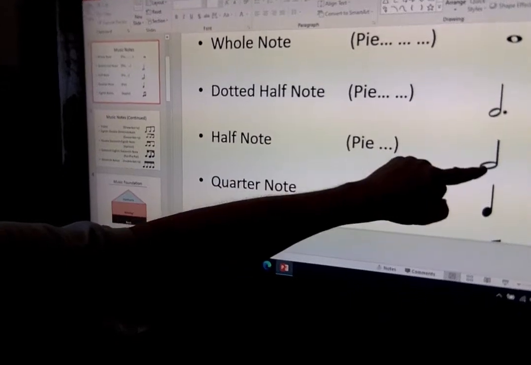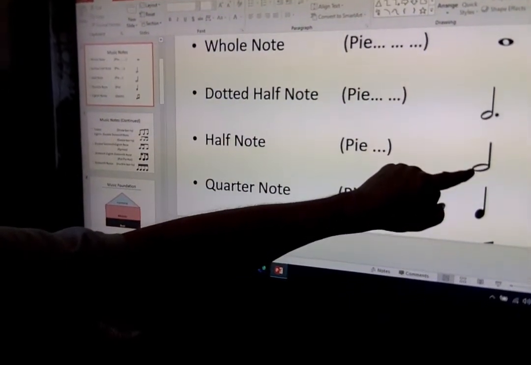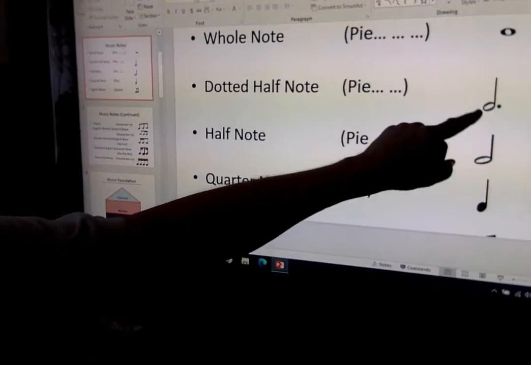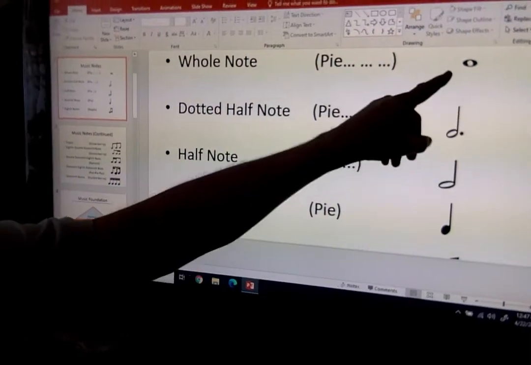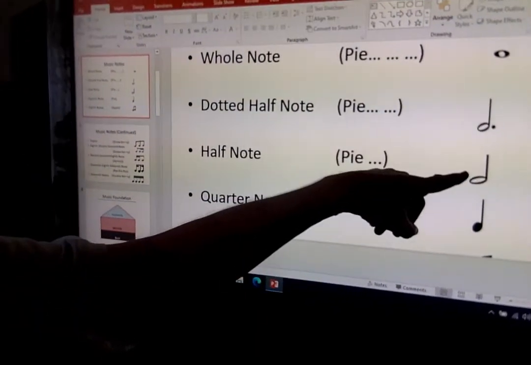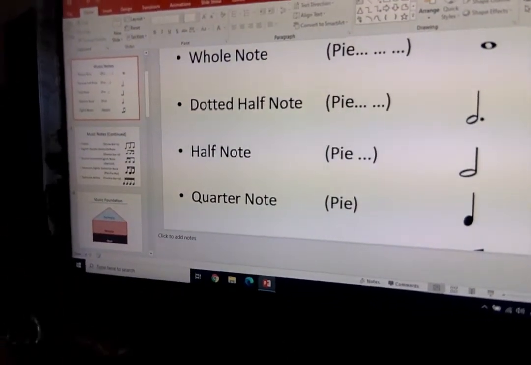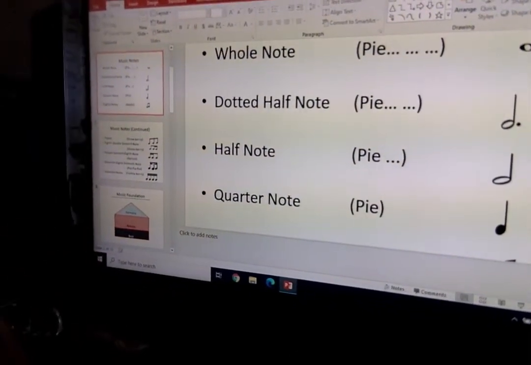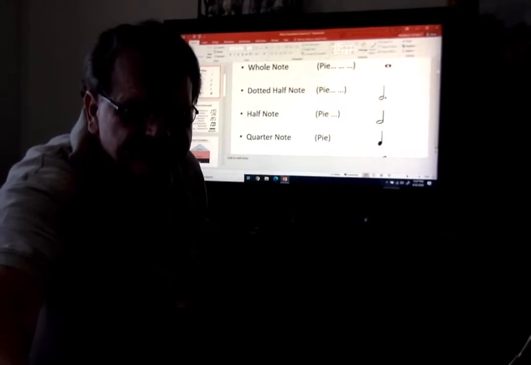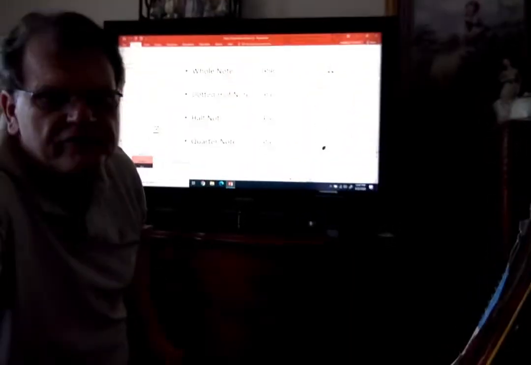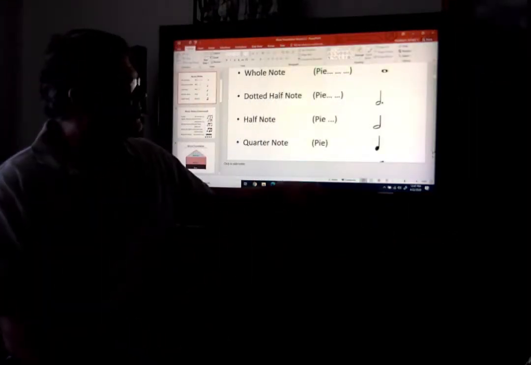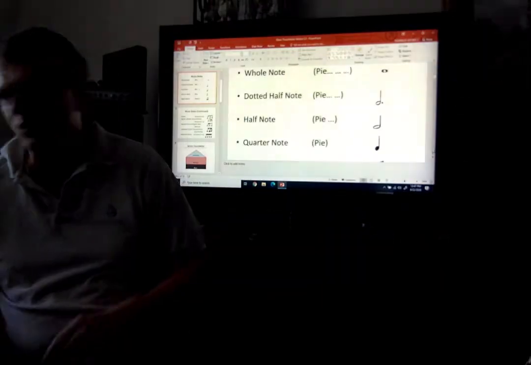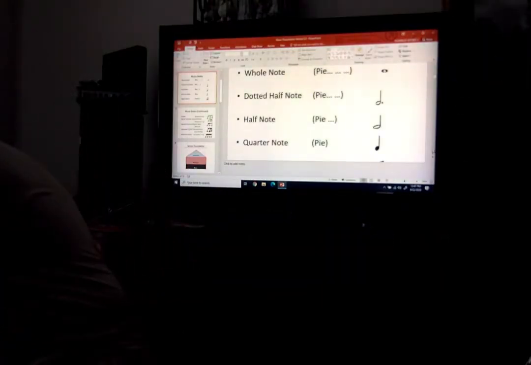This is a dotted half. It's going to get the same as that plus half of that. So if this is 2, half of that is 1, and 2 plus 1 makes 3. This is going to get 3. Pi. It's a dotted half note. And then here's a whole note. It's going to get double the half note. So if the half note gets 2, this gets 4. Pi, like that. Now I'm going to set this down. So all those patterns, the quarter note, the half note, dotted half, and whole, get at least one beat with one note.